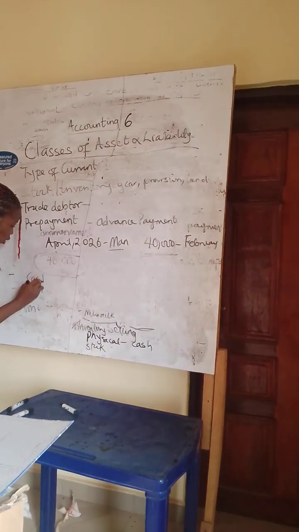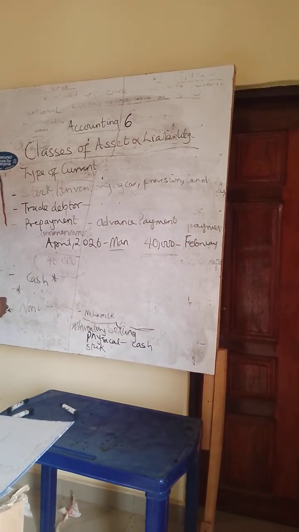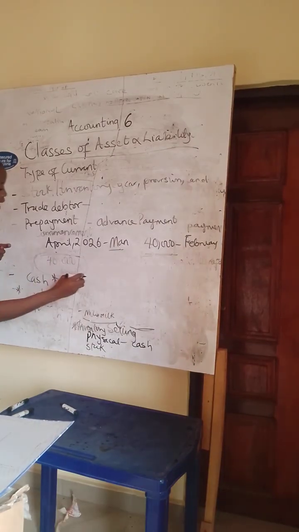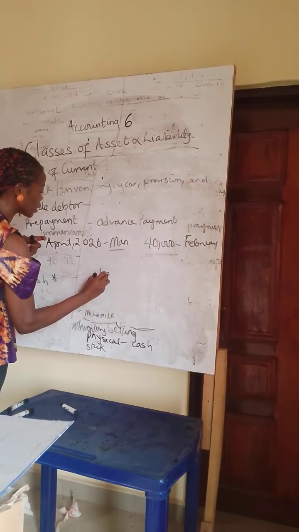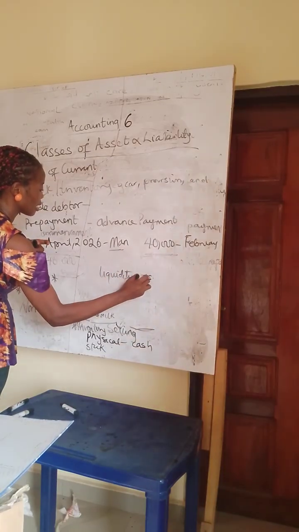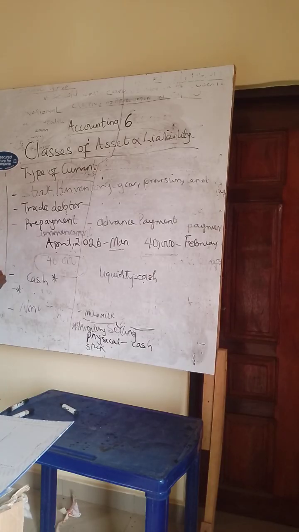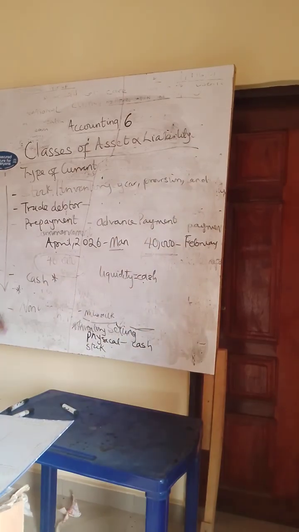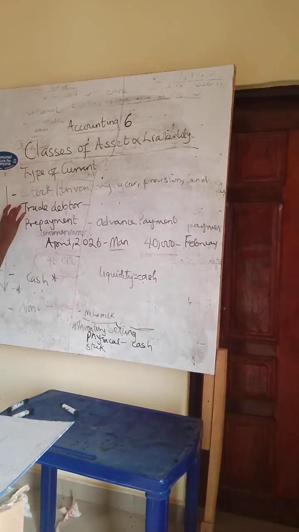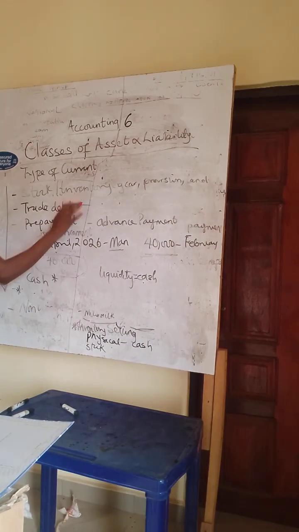This is the most liquid because it's already cash. When we say liquid, I mean it can be converted into cash easily. When you hear the term liquidity, it means the ability to convert something into cash. Are we together? So these are your types of current assets. And in accounting, we record current assets in our balance sheet in order of liquidity, from the least to the most.